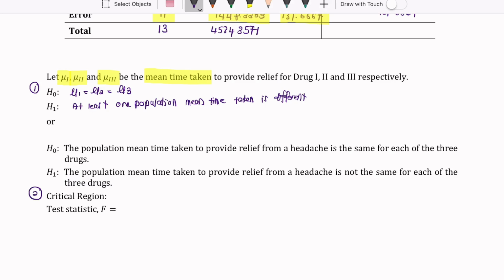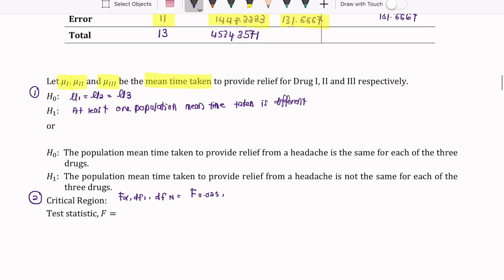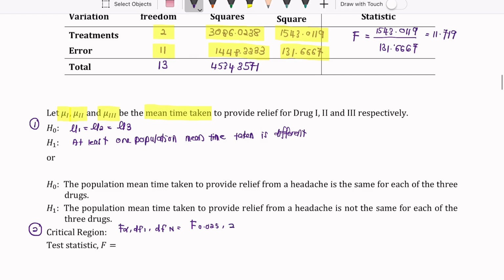Your critical value is given by F, alpha, degree of freedom of numerator, and degree of freedom of denominator. Your alpha is 0.025, degree of freedom of numerator is 2, and degree of freedom of denominator is 11. And if you refer to your F table, you will have the value of 5.26. Your decision rule is you reject H0 if your F calculated is greater than your critical value.